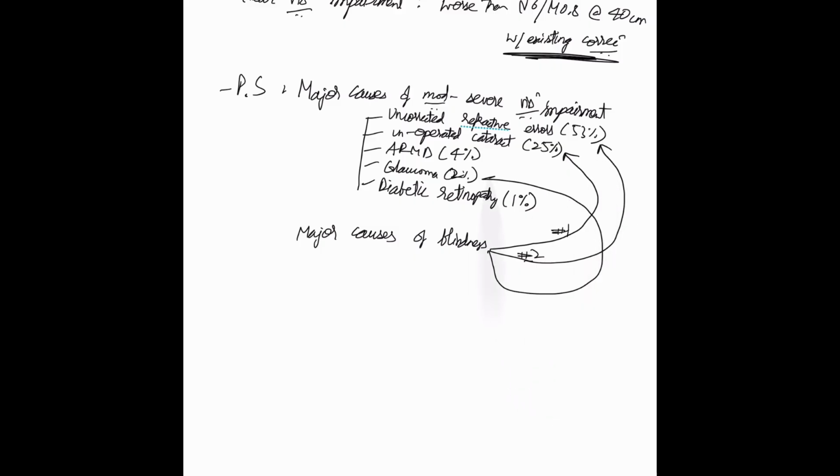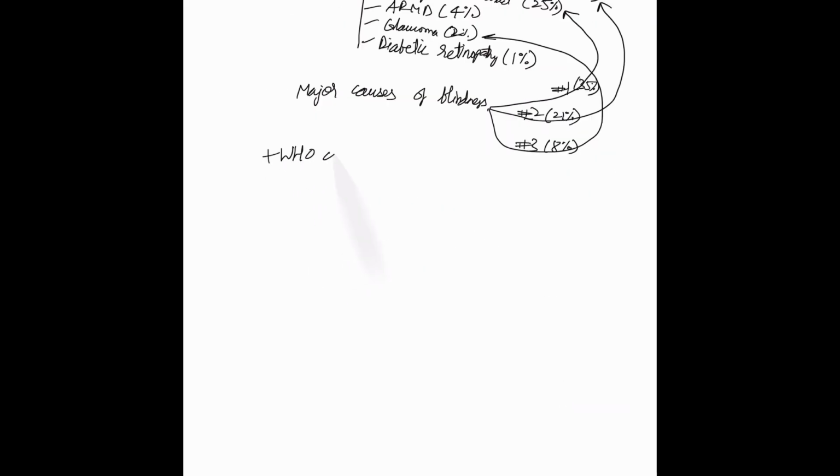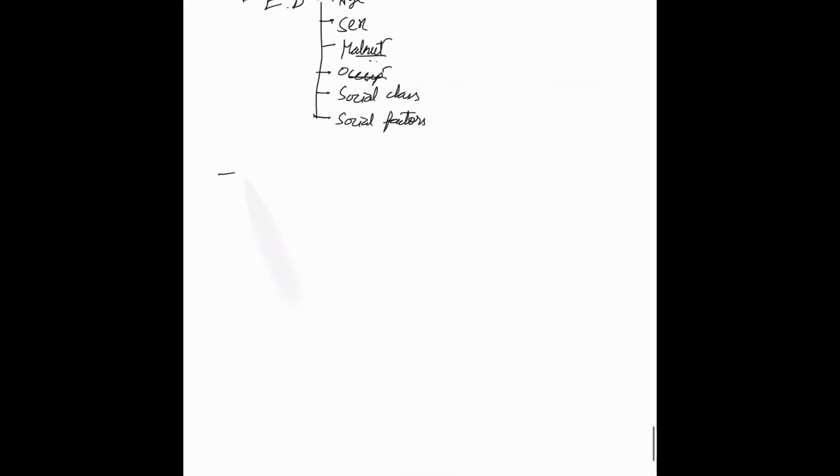So the major causes of blindness are as follows. Unoperated cataracts are the major cause of blindness. Second most common is uncorrected refractive errors, and third most common is glaucoma. Plus we also see the WHO definition of blindness. So the epidemiological determinants are age, sex, malnutrition, occupation, social class, and social factors.